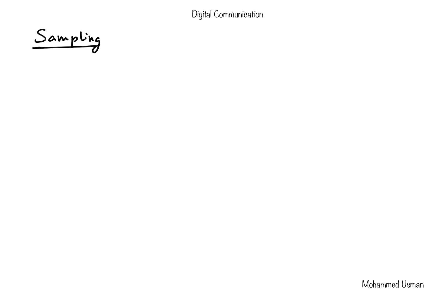So the first step in A to D conversion is sampling, which is the discretization of the time axis. The process of sampling converts a continuous signal into a discrete signal. So sampling converts a continuous signal, we mean continuous in time, to a discrete signal.